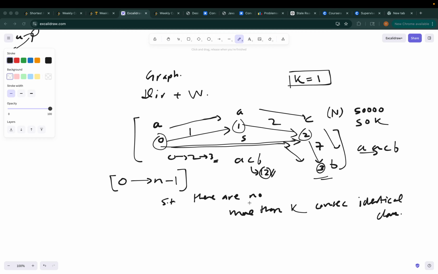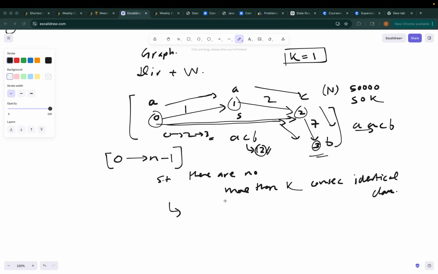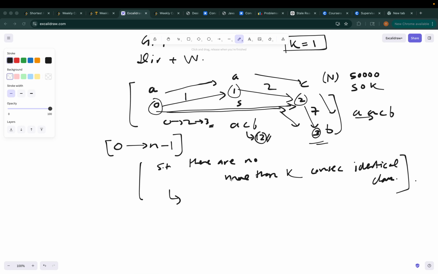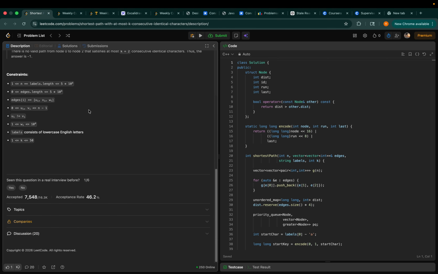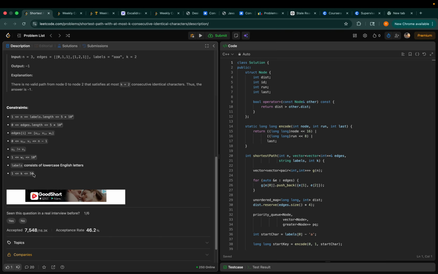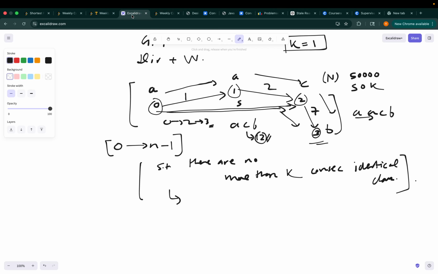Now what you have to return is, among all the possible paths, the minimum edge weight which doesn't violate this condition. In problems like this, obviously the graph is weighted and you've got some constraint. So the first thing you should be doing is scrolling down to see the constraints. Here k is 50. K means how many consecutive identical characters you are allowed to have in your path. So k can go up to 50.